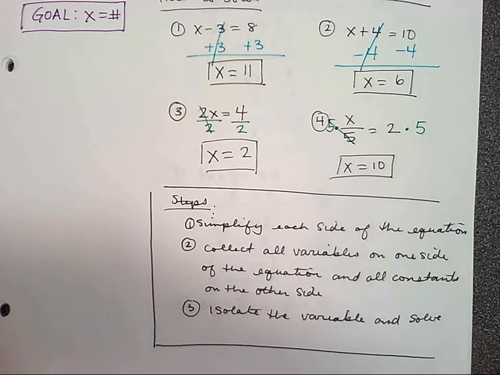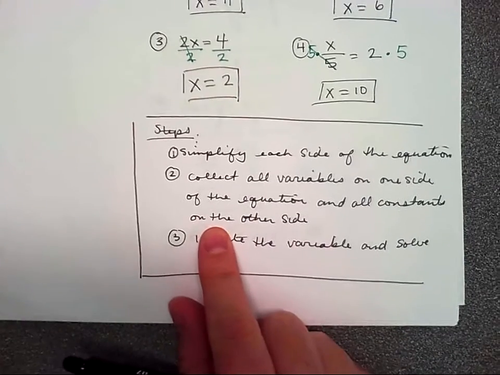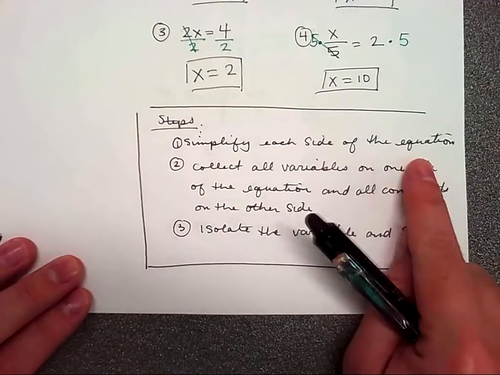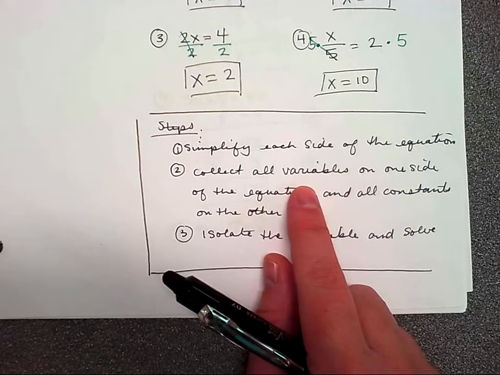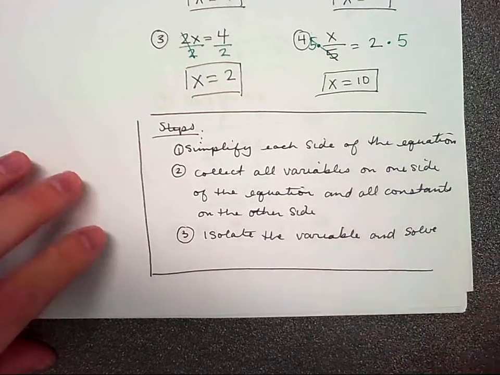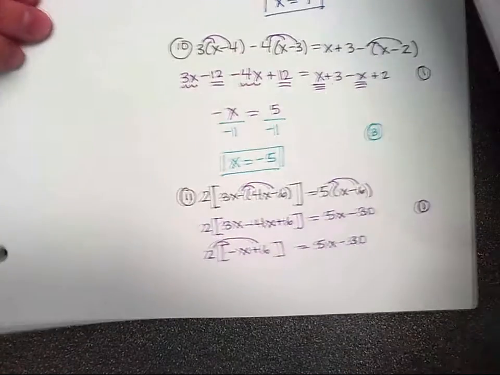Okay, so last class we talked about 1.4, and we said that the steps to solve linear equations are: first, we simplify both sides of the equation. Next, we collect all variables on one side of the equation and all constants on the other side, and then we isolate the variable and solve. So we did a bunch of examples like that.